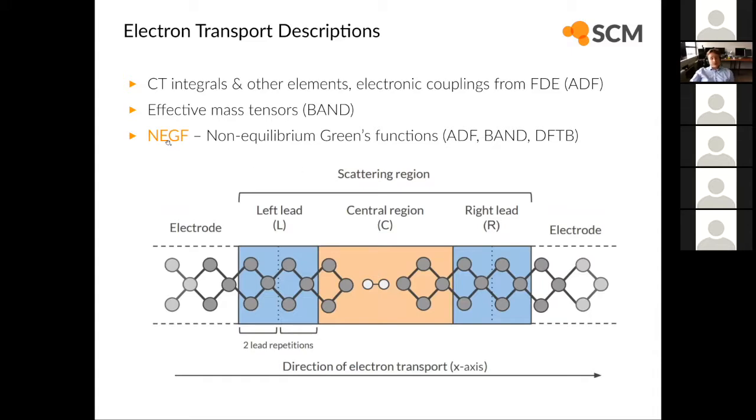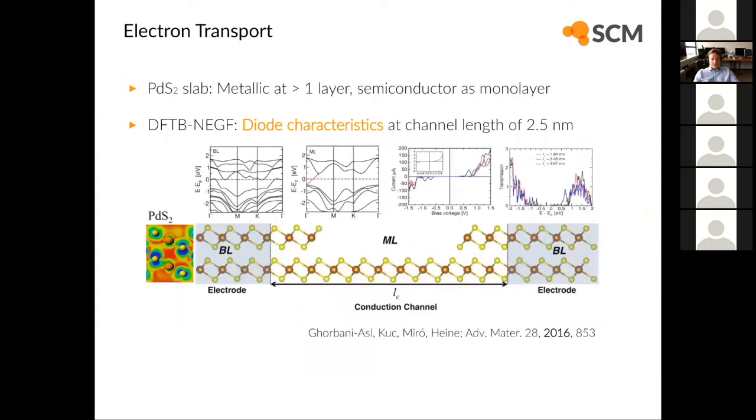And another method relies on the non-equilibrium Green's function formalism. It is implemented in ADF, BAND and DFTB. And what one basically does there is put a molecular device, usually between two electrical contacts, here on the left and the right side, apply a potential or voltage, and then derive the electrical current which flows through that molecular device under the influence of this electric field.